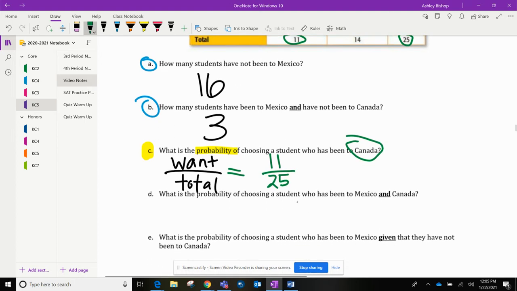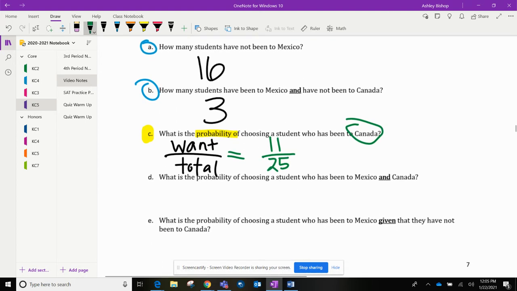All right, so keeping this question in mind, what is the probability of choosing a student who has been to Mexico and Canada? Remember, I'm asking for probability, so again, I want over total. And I'm going to use my big total. Remember, my total number of students is going to be 25. There are 25 students. And the number that's going to go on top is the students that have been to Mexico and Canada.